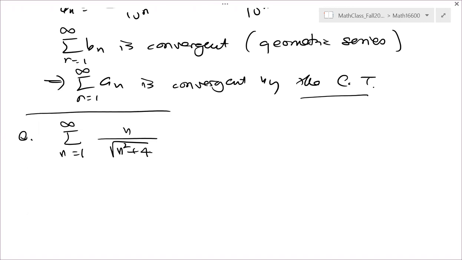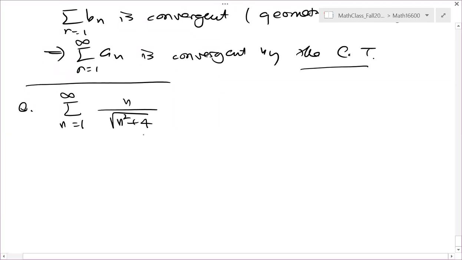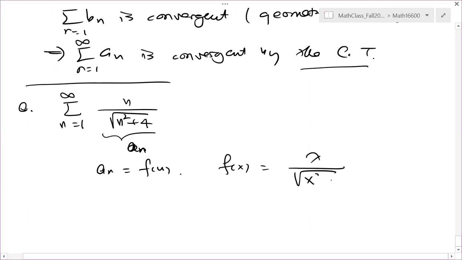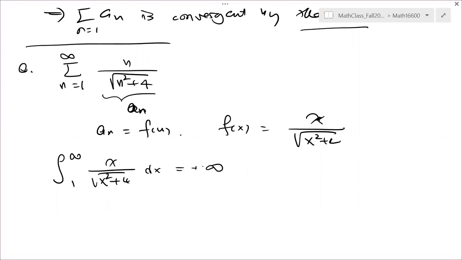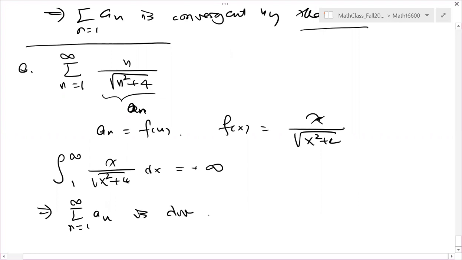You may have to use another version of the integral test. Why? Because yes, you can integrate. Look at this: a_n equals f of n, and f of x is going to be x over x plus 1. Then you can evaluate, and I'm pretty sure the integral is going to be infinity. You can use a substitution to prove that. Therefore it is divergent. This implies the series is divergent by the integral test.